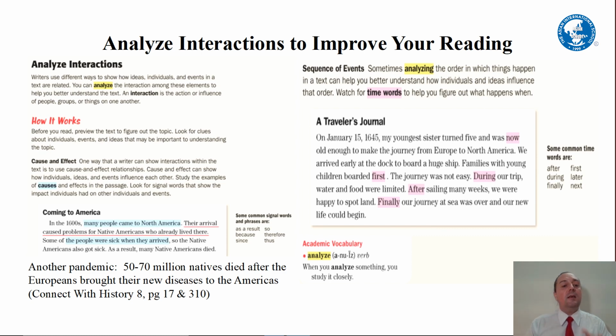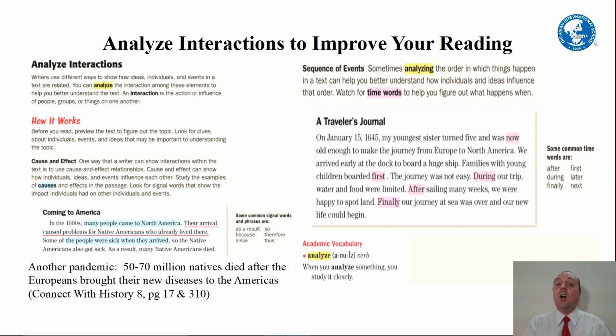And you see there it says this was another pandemic. In the 1600s, there were 50 to 70 million natives in the Americas that died because Europeans brought diseases that they had never seen before, like smallpox and the measles. This was in your history book, as I'm sure you remember, in Connect with History 8. So we'll come back to that in a minute.